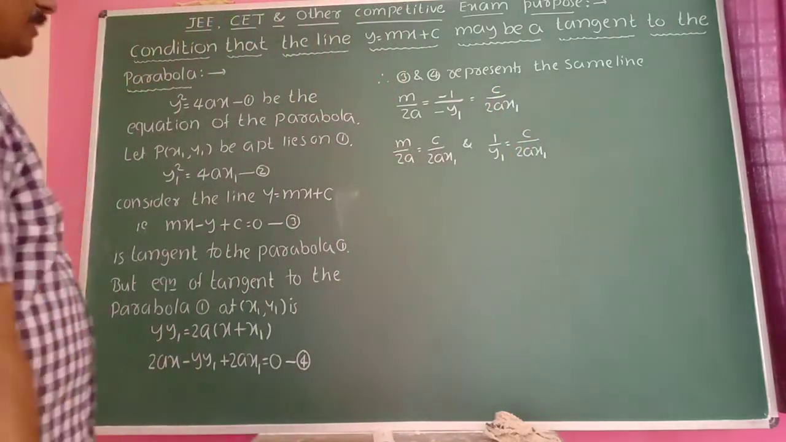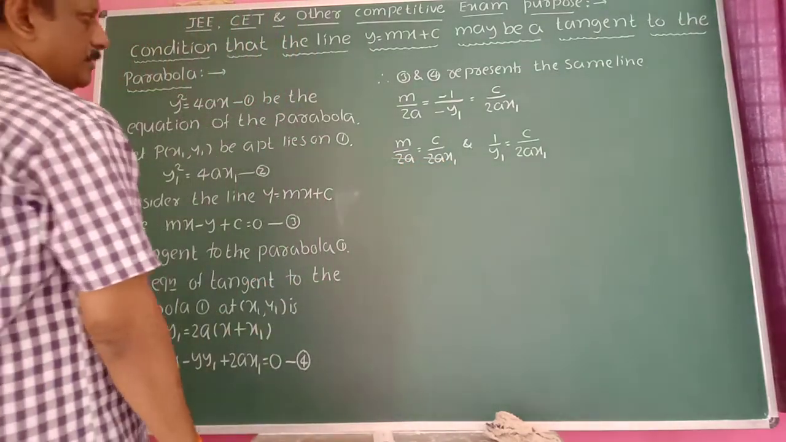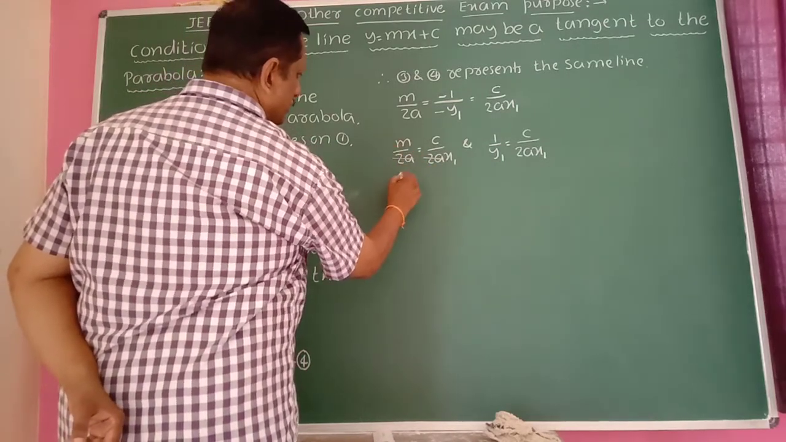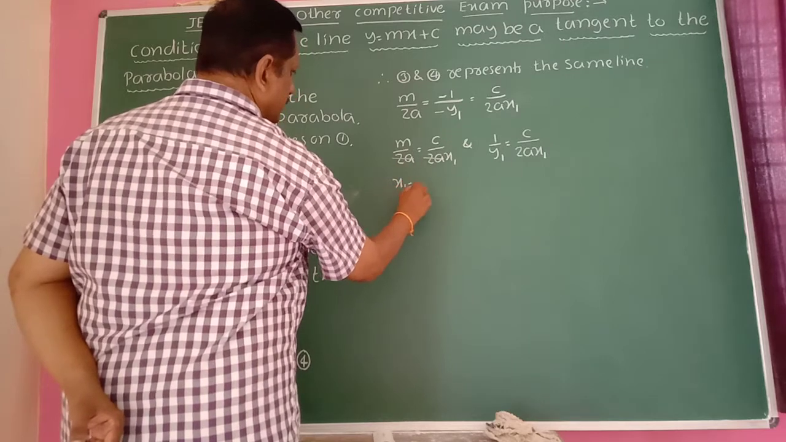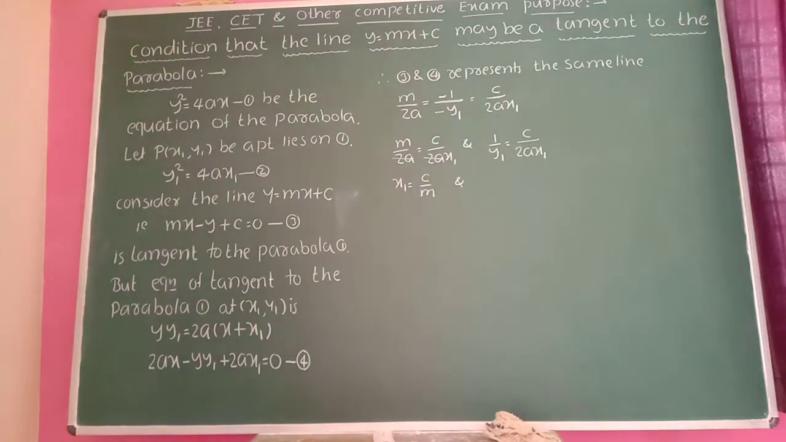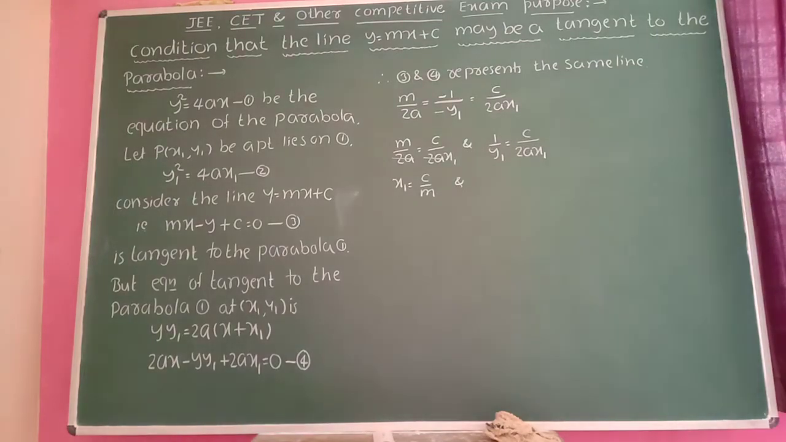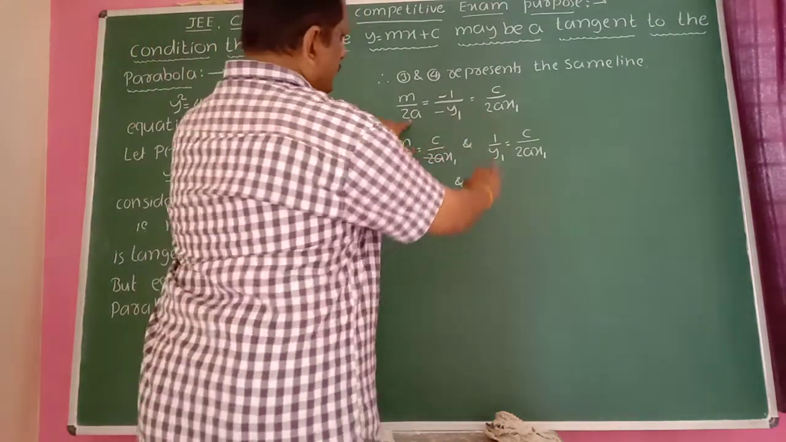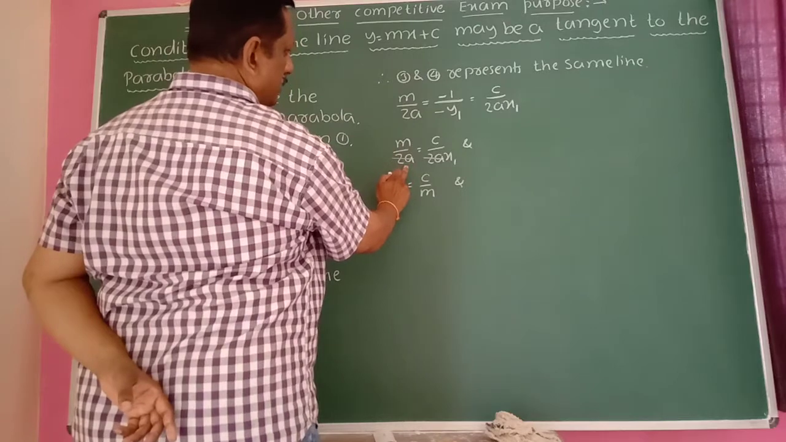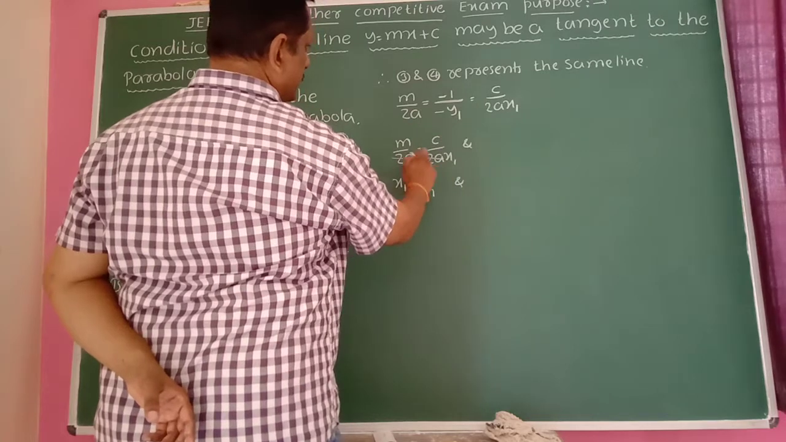Then this 2a cancels here. Therefore m upon c, or take x1 to this side, m to this side. So x1 is equal to c divided by m. And so, instead of taking these two, taking the first and last one. So these two are equal: m upon 2a is equal to this one. Similarly these two are equal here.